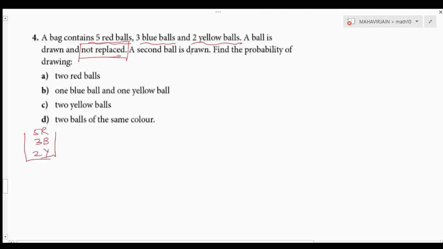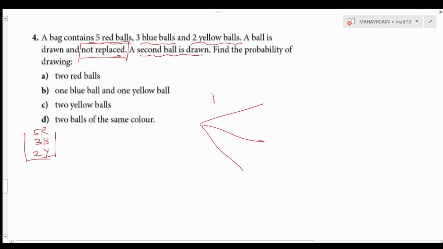A second ball is drawn, then find the probability. So let's first have a tree diagram. Now, a tree diagram will have how many branches? 3 branches. Why 3 branches? It is red, blue and yellow. So here is a red, here is a blue, here is yellow.